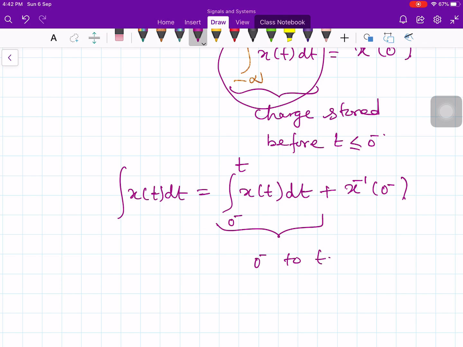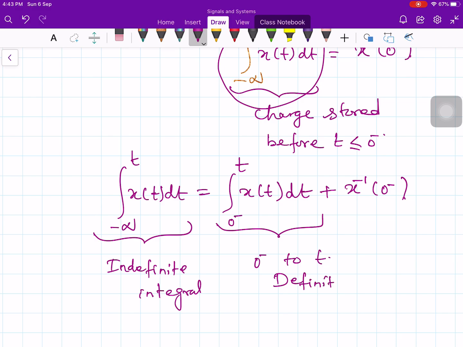So on the left hand side we have the indefinite integral from minus infinity to t, and here I have a definite integral. This term represents the integral from minus infinity to 0 minus.